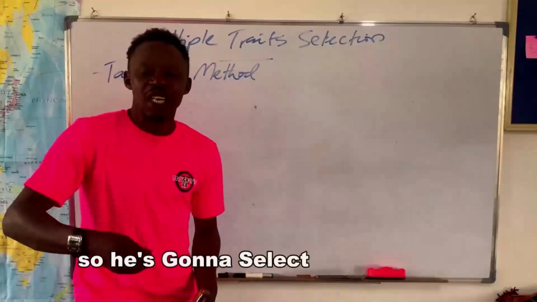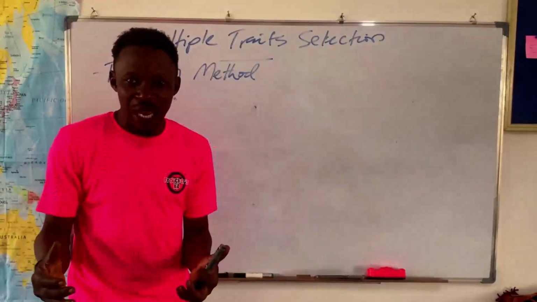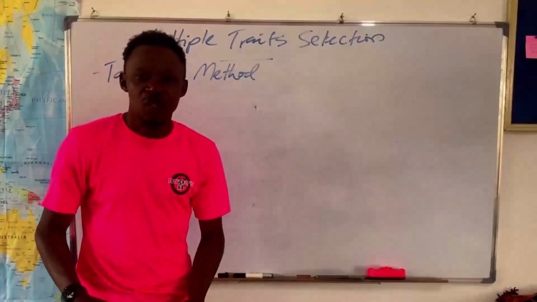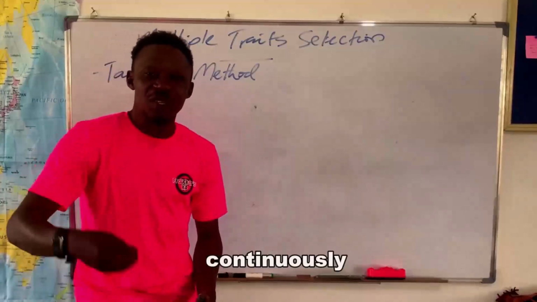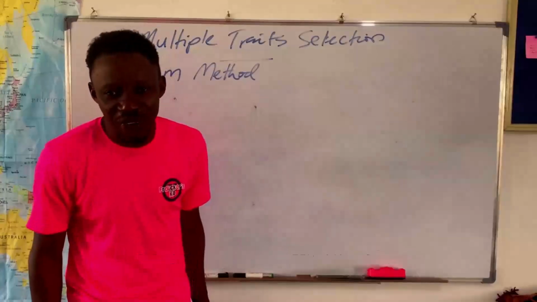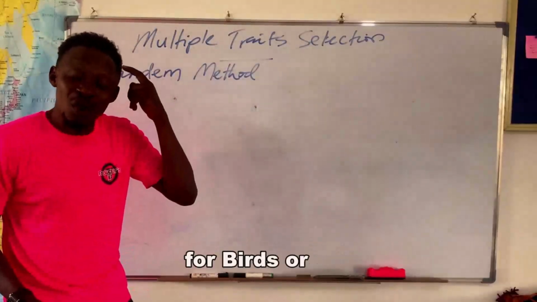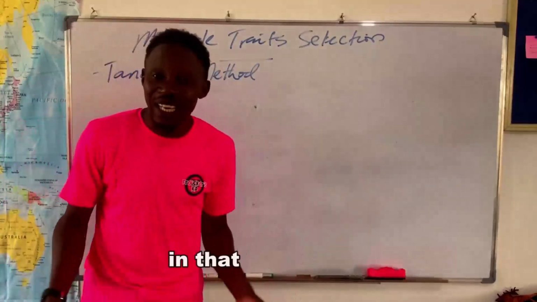So he's going to select those that lay 20 eggs, 30 eggs in a certain period of time, and discard those that lay less, maybe 15 or 20 or below. So he will select for number of eggs continuously. When he is now satisfied, then he will now go on to start selecting for birds or hens that are resistant to a prevalent or an important disease in that environment.